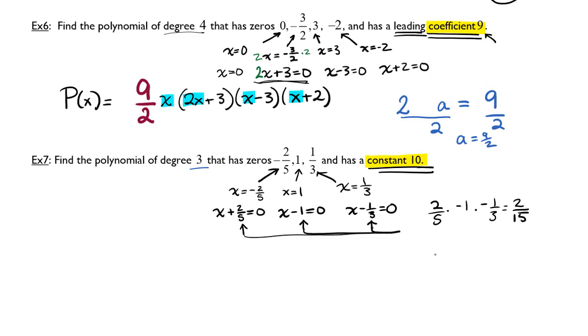That is clearly not 10, so I have to force this to become a 10 by multiplying by some unknown amount that will make it equal 10 at the end. Multiplying by the reciprocal, 15 over 2 on both sides, gives me a is equal to 150 over 2. So this 150 over 2 is equal to 75.